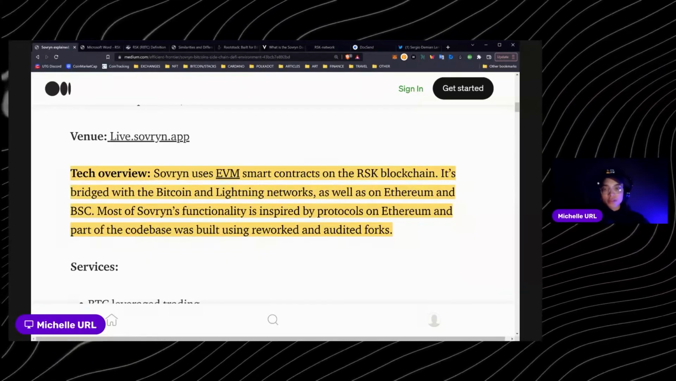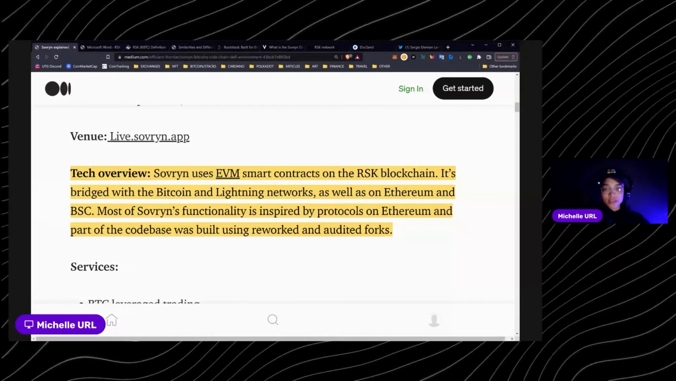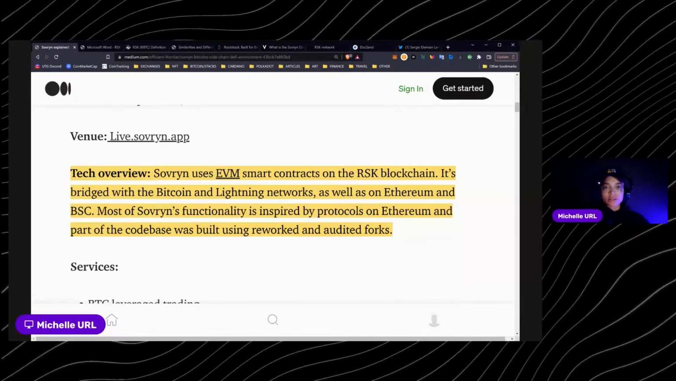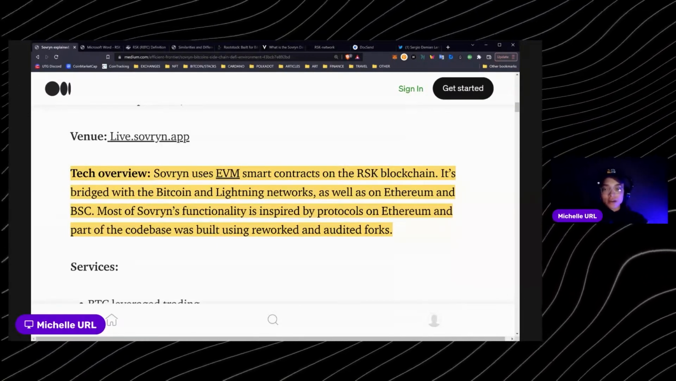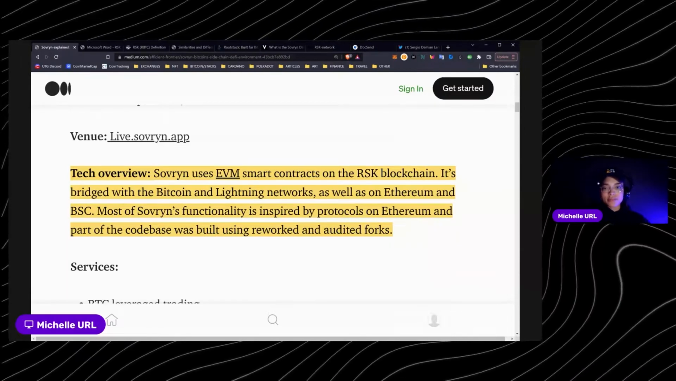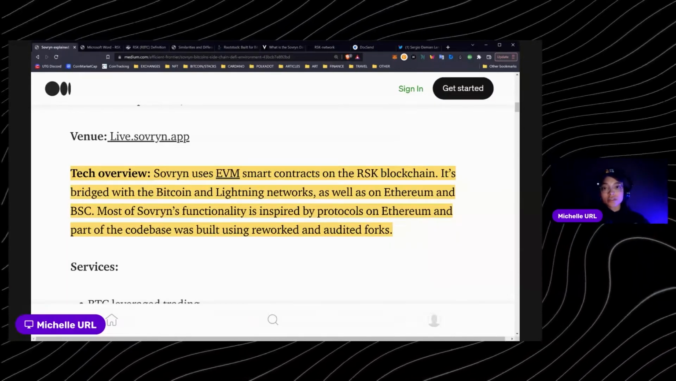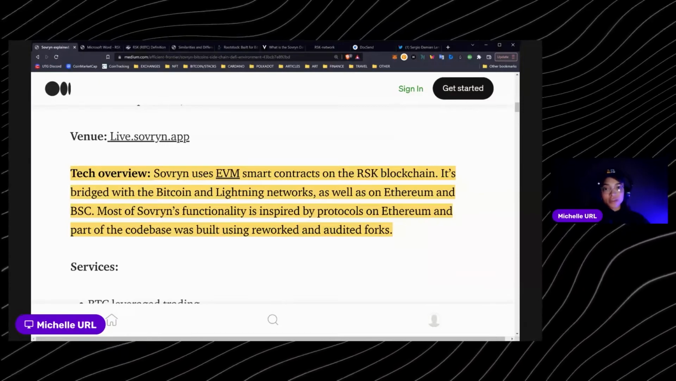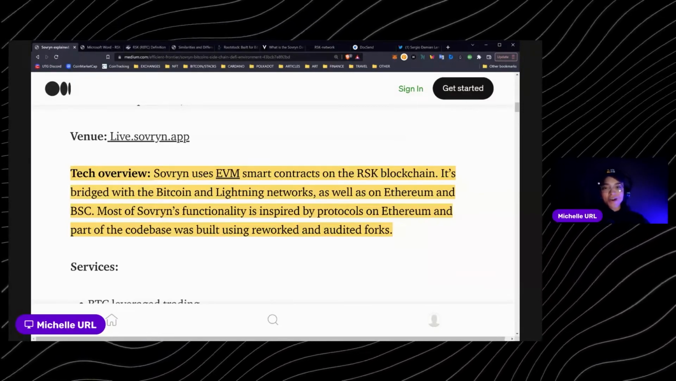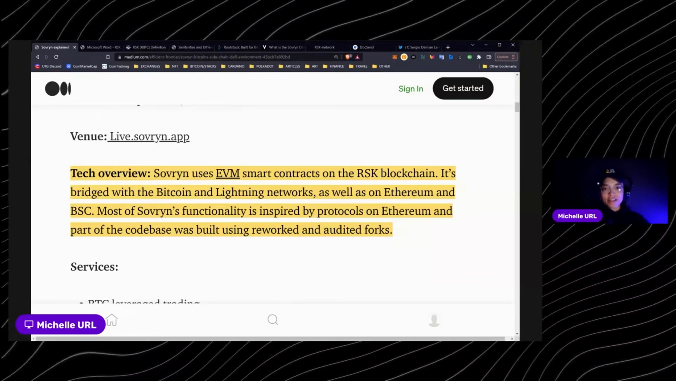What's going on, everyone? It's Michelle URL here with Untwisting the Game Crypto, and today we are continuing our microdosing of Sovryn. Today we're specifically talking about how Sovryn works, and with that comes understanding how Rootstock or RSK works.